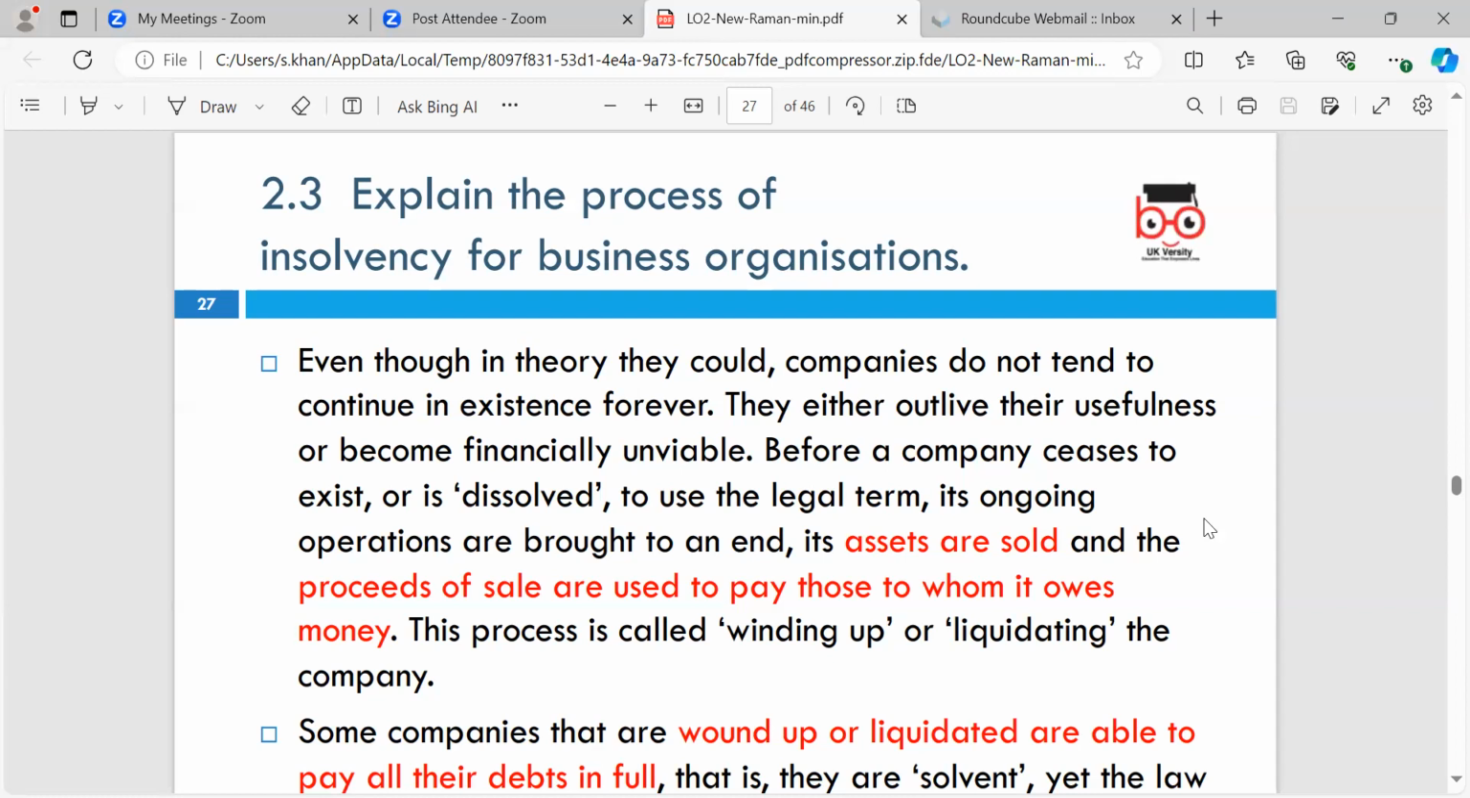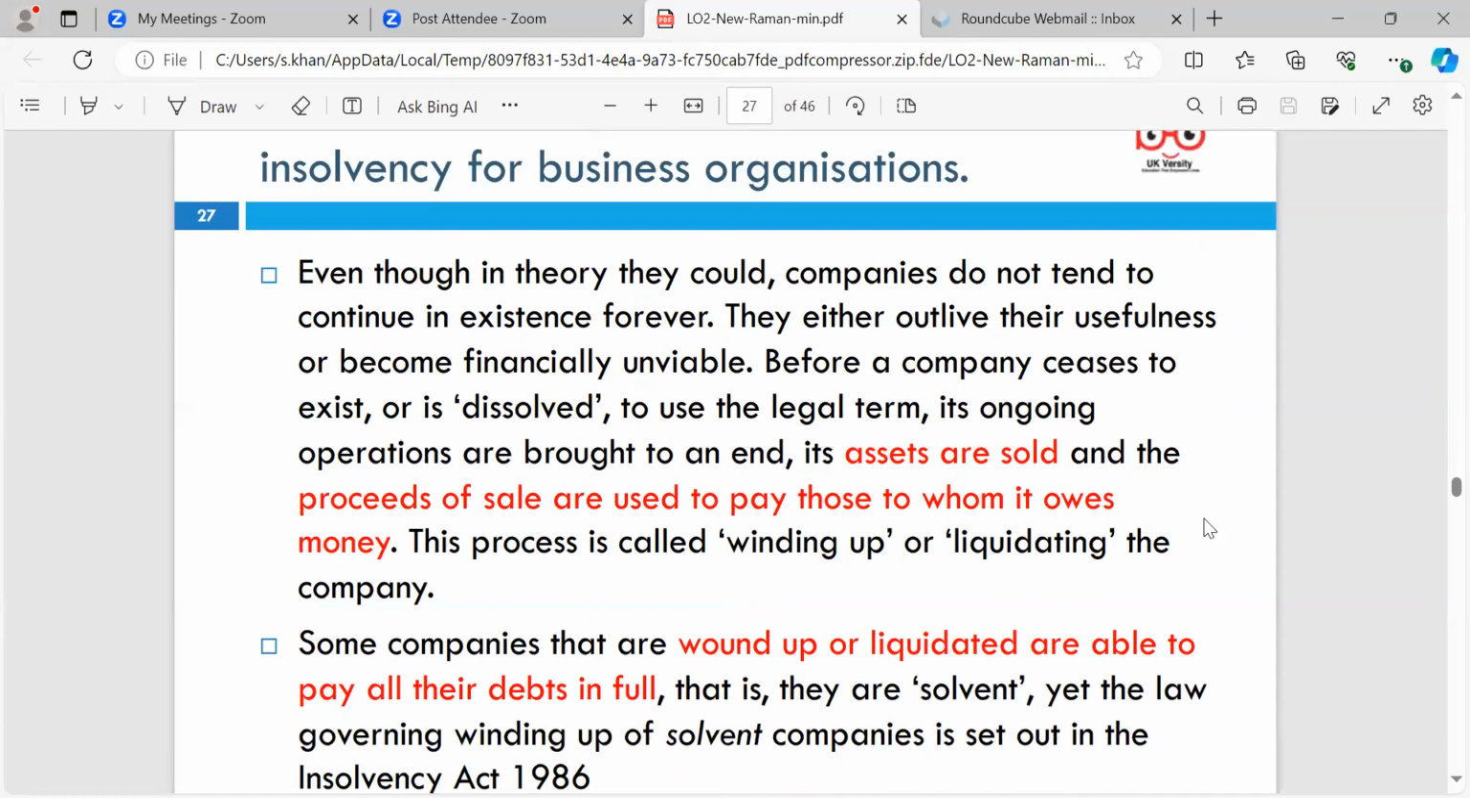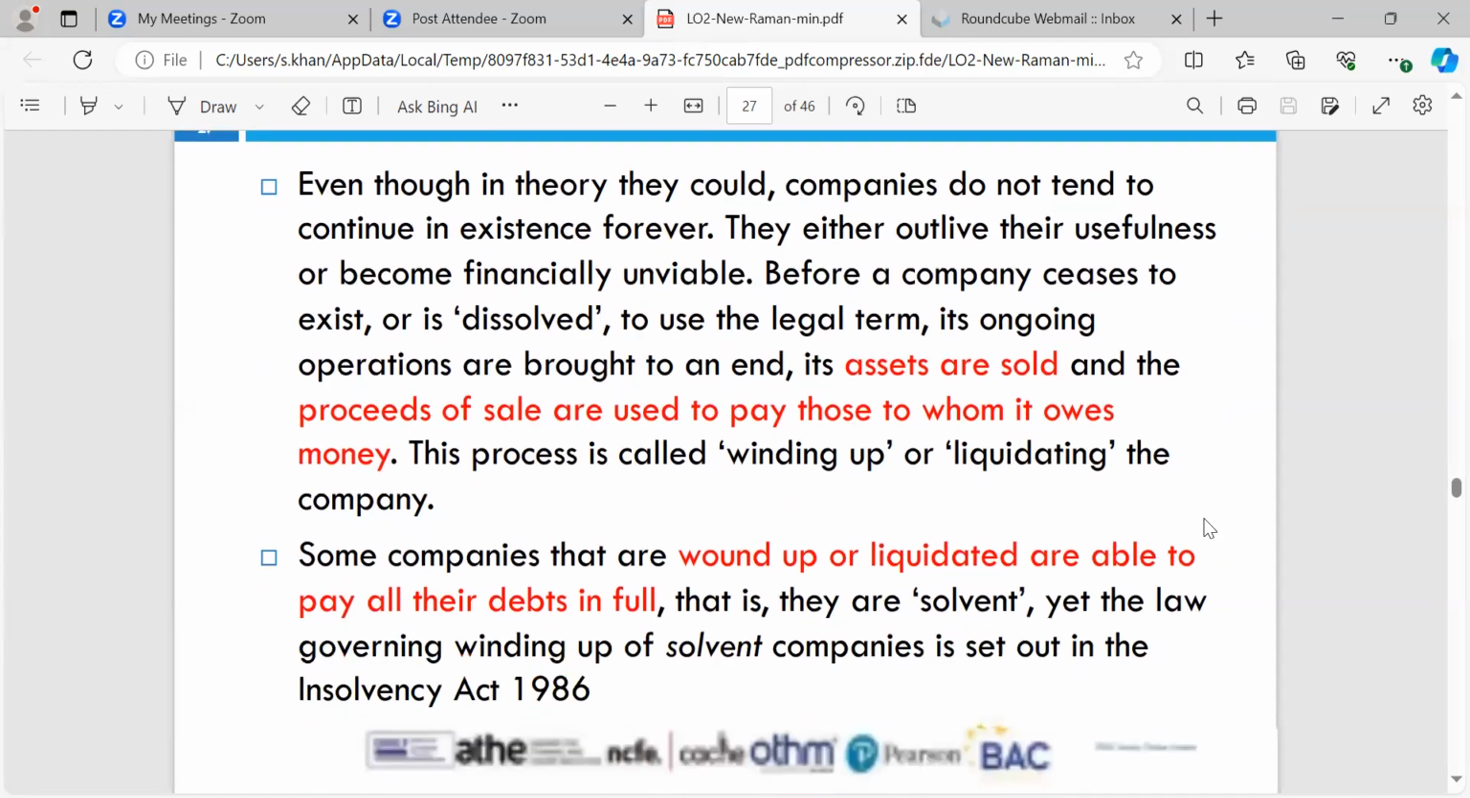Exactly. Not. 2.3, explain the process of insolvency for business organizations. Even though in theory they could, companies do not tend to continue existing forever. They either outlive their usefulness or become financially unviable before a company ceases to exist or is dissolved, to use the legal term. Its ongoing operations are brought to an end. So assets are sold and the proceeds of the sale are used to pay those to whom it owes money. This is called winding up or liquidating the company.